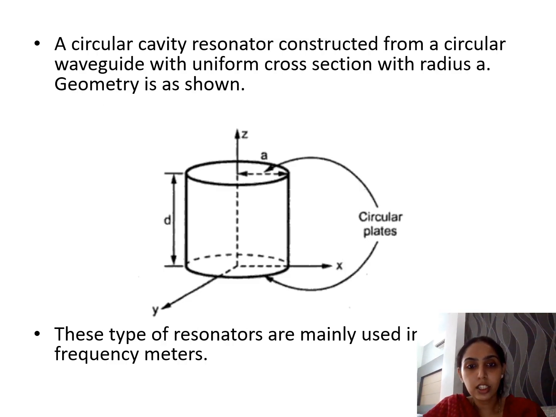As you can see in the figure, the two ends can be shorted and we will have a movable top plate which can be used in microwave frequency meters. That is, if we have an unknown frequency input, we keep moving the movable top plate until the cavity resonates at the incoming signal. So it finds application in the microwave frequency meter. Here we have a cavity resonator constructed from a circular waveguide with uniform cross section and with radius A.